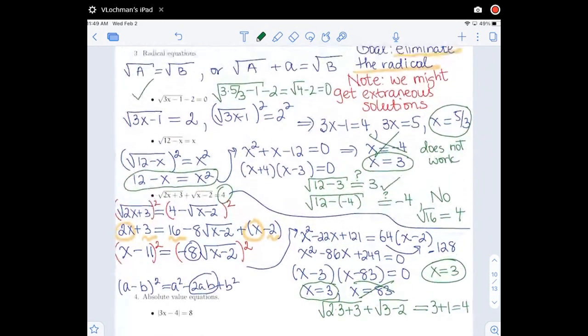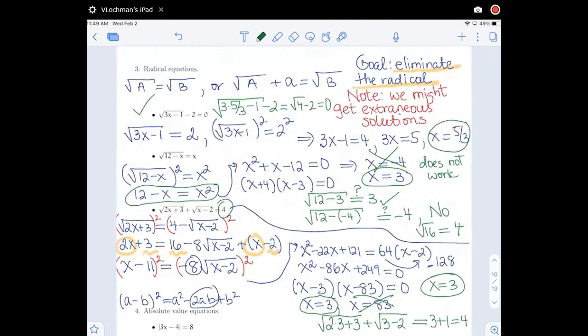Okay? All right, so radical equations. Take a look at these 3 problems and let me know if there's anything you would like to discuss before we move on.